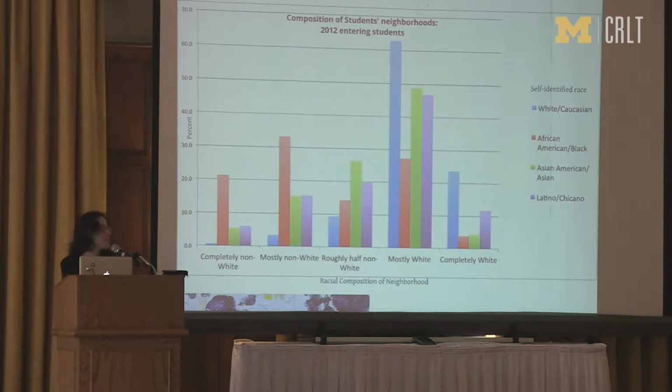So this is some data that's replicated on your handout because it's kind of hard to see here. What I'd like you to do is take a look at your handout here. This is data gathered from the fall 2012 entering student cohort, and it shows the racial composition of neighborhoods where students grow up. I'll give you maybe 30 seconds to look at the handout to understand what the data is illustrating.